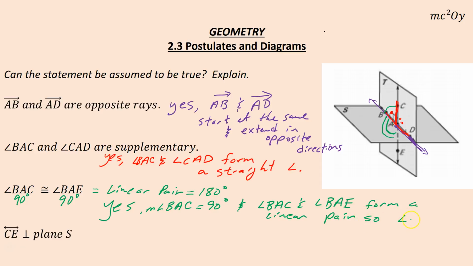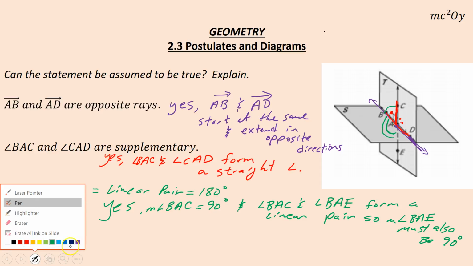So, the measure of angle BAE must also be 90 degrees. All right, there we got that. So, we're kind of working our way towards proofs, which is really what we were trying to do these last few lessons. Last one, CE is perpendicular to plane S.